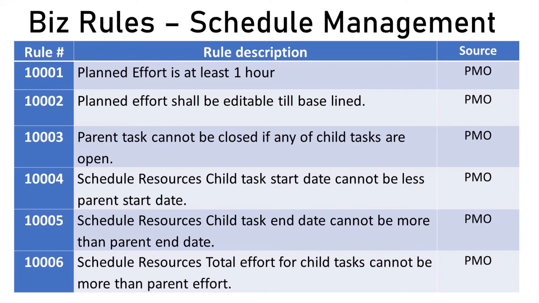Parent task cannot be closed if any of the child tasks are open. Very natural, because a parent can be closed only if all the child tasks are closed. Schedule resources child task date cannot be less than parent start date. Obviously, a child activity cannot start before a parent activity. It has to start on the same day or after that. Schedule resources child task end date cannot be more than parent end date. Obviously, a child cannot cross the parent boundary.